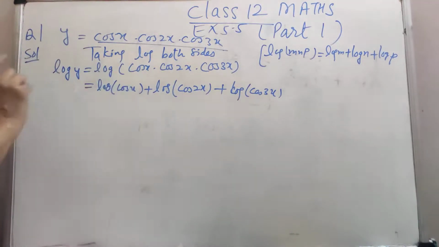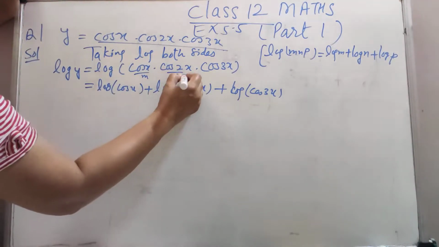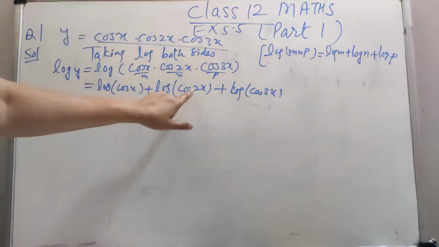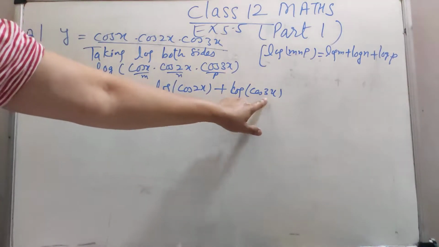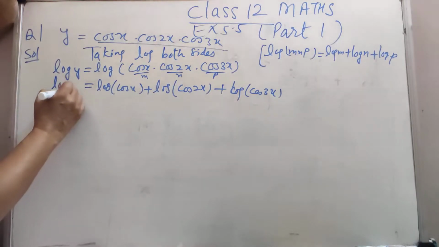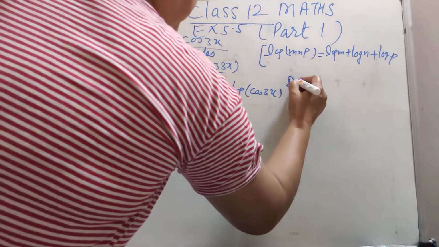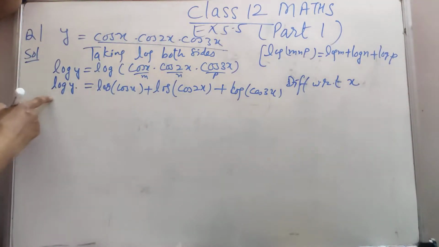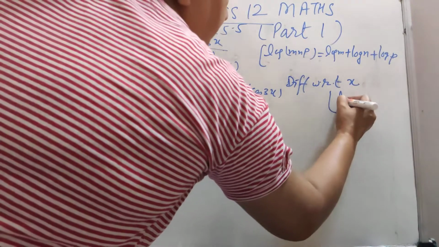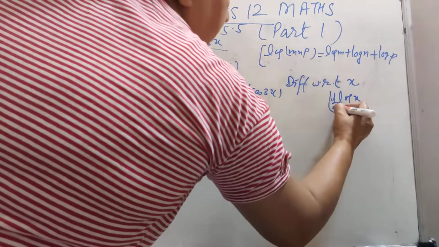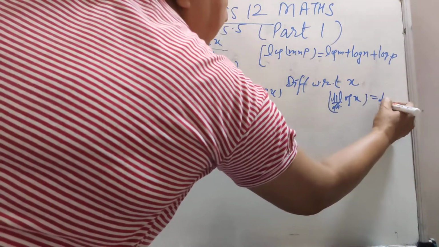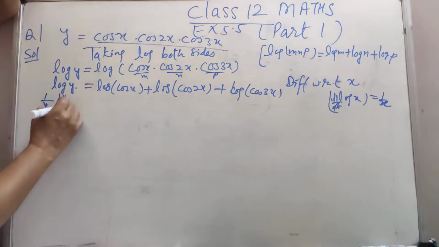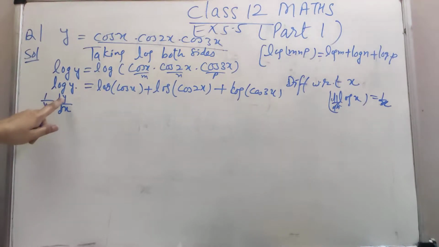It means this is my m, this is my n, this is my p. So this will become logarithm of first plus logarithm of second plus logarithm of cos 3x. Now we will differentiate with respect to x. So left hand side will become, what is the derivative of log x? That is 1 over x. So here log y will become 1 upon y dy/dx, because the variable is y.